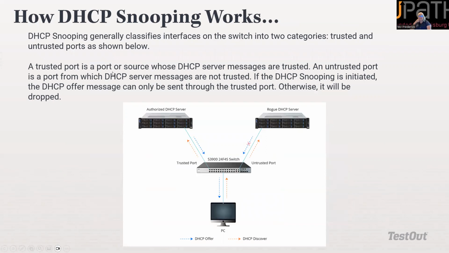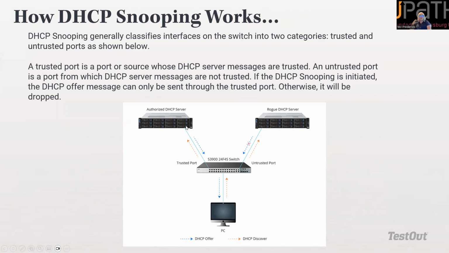Now, when snooping comes in, it's generally classifying these interfaces on the switch into 2 categories. One is trusted and one is untrusted. Those ports are either trusted or untrusted, as shown below. A trusted port is a port or source whose DHCP server messages are trusted. No brainer. An untrusted port is a port from which DHCP server messages are not trusted. I know this seems like, well, okay, that makes sense. But if the DHCP snooping gets initiated, the DHCP offer message can only be sent through the trusted port. Otherwise, it gets dropped. That's the idea.